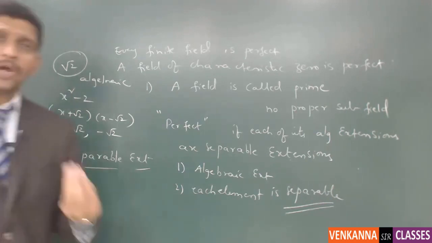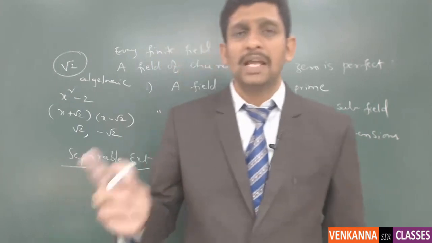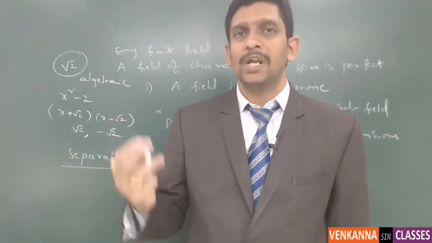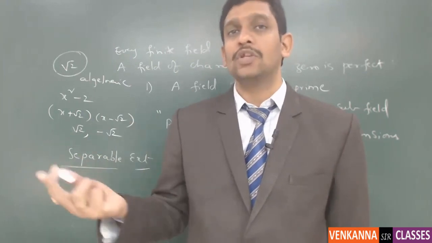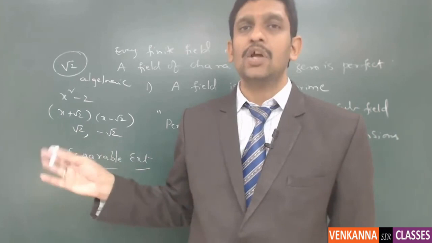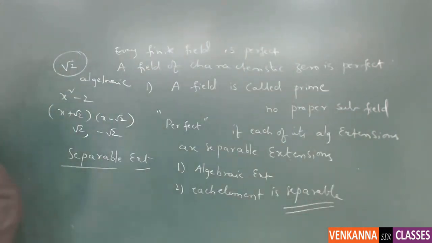So if the polynomial possesses multiple roots, let me say you take the polynomial x minus 2 whole square. What are the roots of this polynomial? 2 and again 2. So the roots are repeated. If you take such a situation, we don't call it separable. Okay? Clear to you?